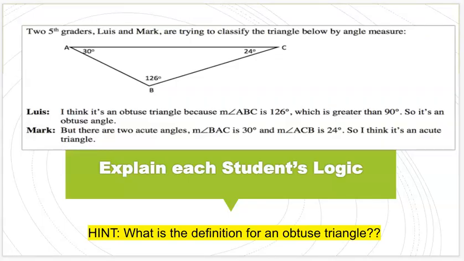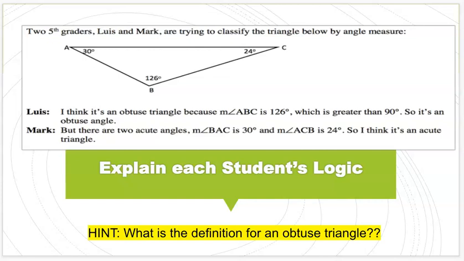Let's look at what a student might do if they were trying to classify a triangle by its angle measure. So, 2 5th graders, Louise and Mark, are trying to classify the triangle below by angle measure. Louise says, I think it's an obtuse triangle because the measure of angle ABC is 126, which is greater than 90 degrees, so it's an obtuse angle. Mark says, but there are 2 acute angles. The measure of angle BAC is 30 degrees and the measure of angle ACB is 24 degrees. So I think it's an acute triangle.